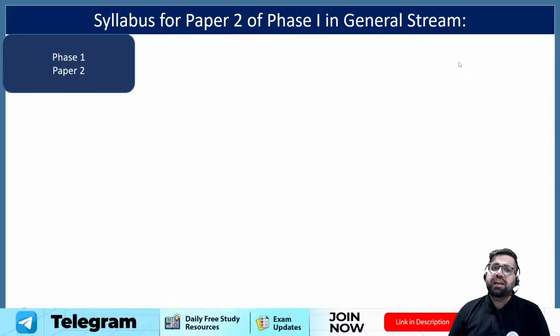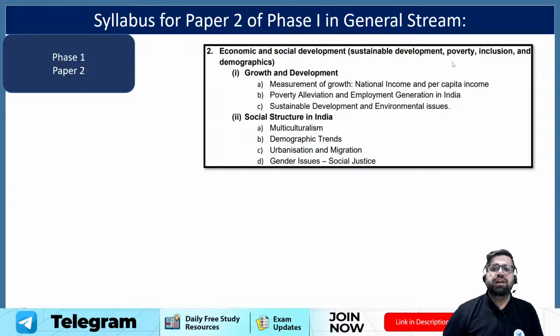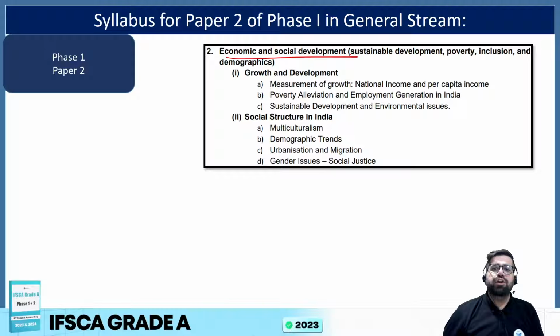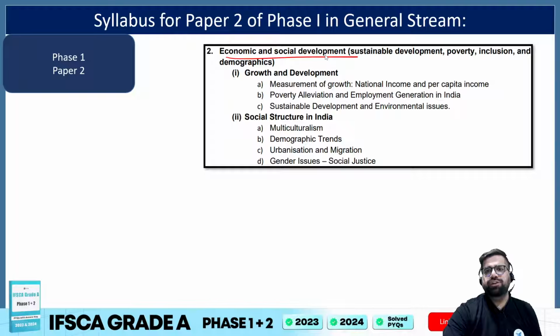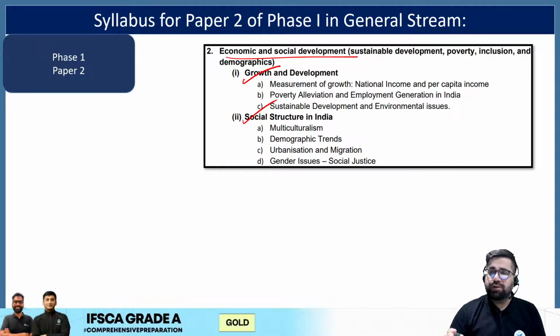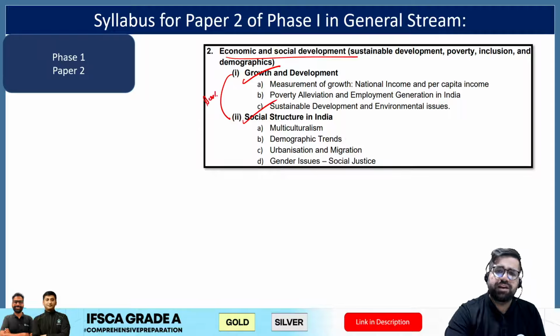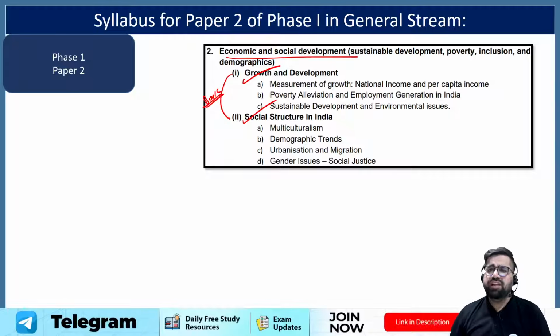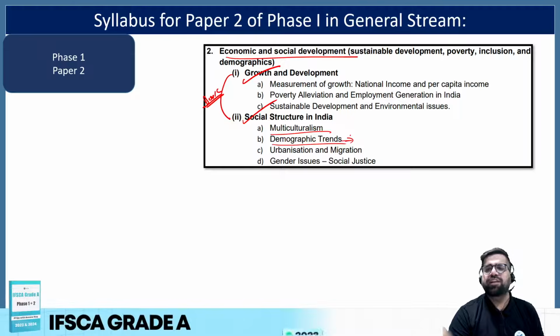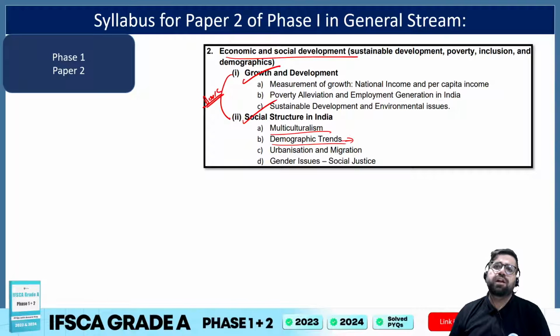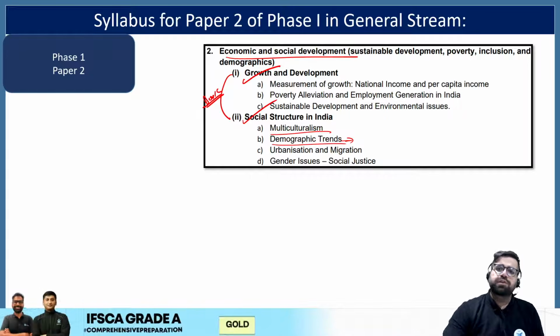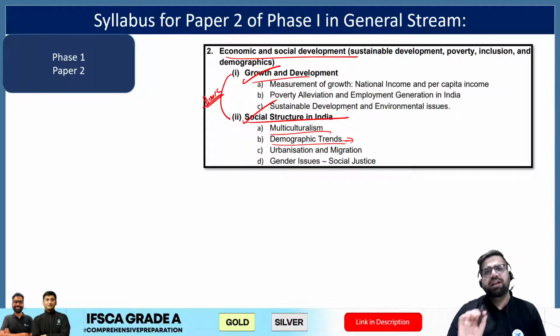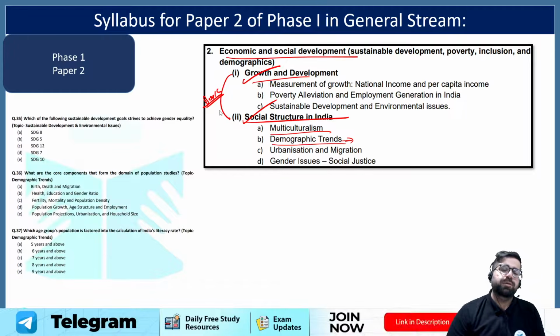Next, in phase 1 paper 2, the next component which you have to target is economic and social development. In economic and social development, there are two different units: growth and development, and social structure. In this set of topics, just cover the basic understanding. There is no need to become an expert. Like in multiculturalism and demographic trends, you can read the basic stuff like what is demographic dividend. You can quote the example of India and compare it with Japan. So in growth and development and social structure in India, just try to understand the basic topics. There is no need to become an expert in these topics.